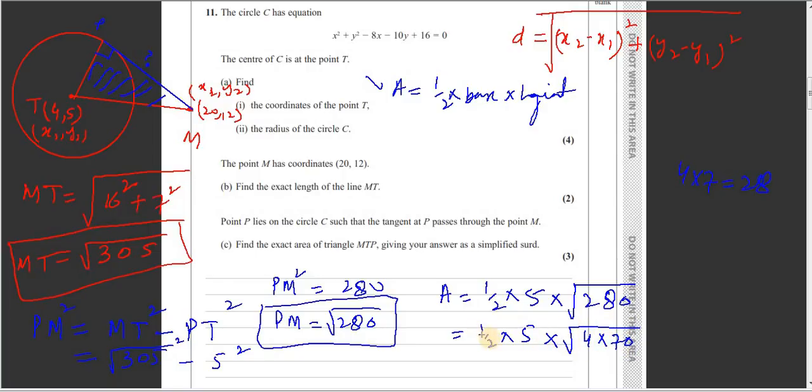These are just steps I'm doing for your understanding. You can skip, you can use a calculator, it's up to you. So half into 5. When this 4 comes out from the root, it becomes 2, and then inside the radical sign you have 70, and this 2 gets cancelled. So your final answer is the area of the triangle PMT or PTM is 5 root 70. This is the area.